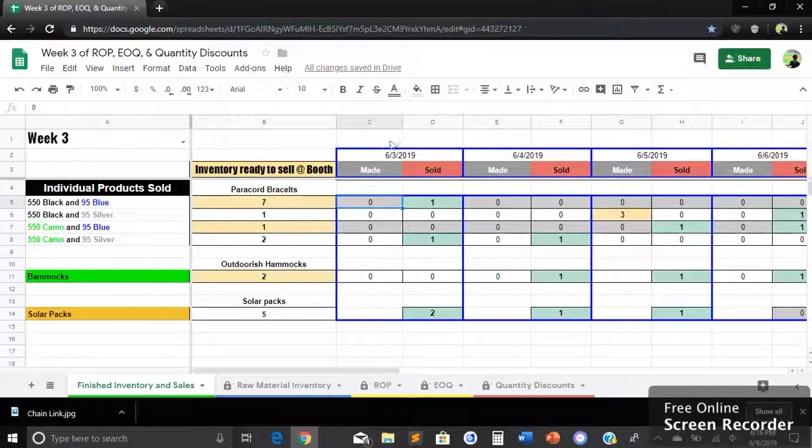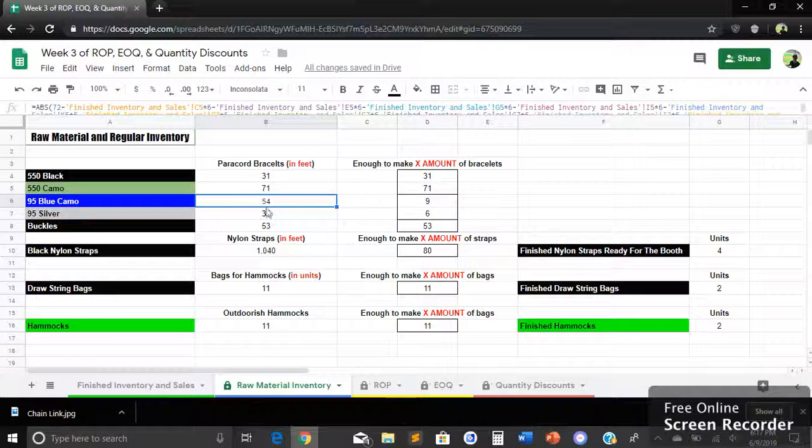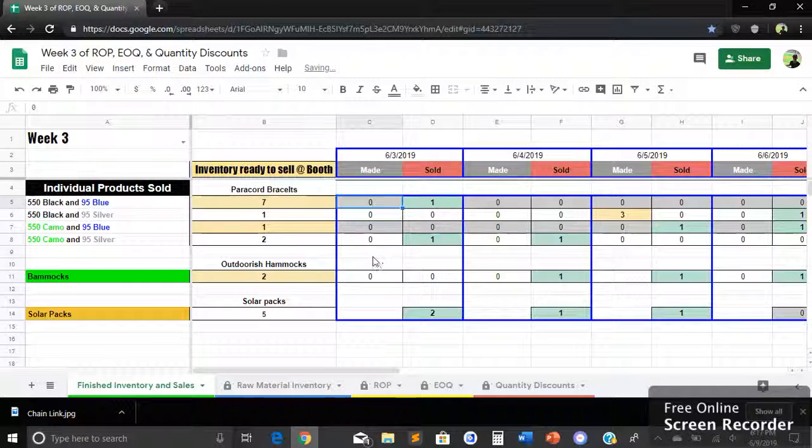When I say I made one paracord bracelet today in productions, it'll turn a yellowish color to notify us that we made one. And as you can see, 1 foot subtracted here, 6 feet subtracted here. Be happy you didn't have to go through the dirty work to make these formulas, because they're very tedious, but they're very effective.